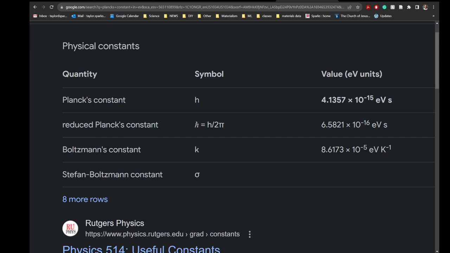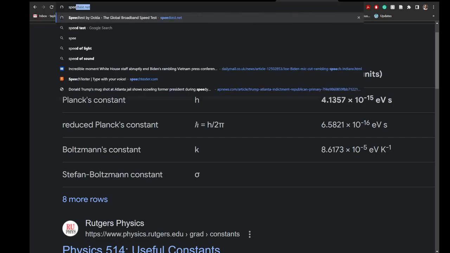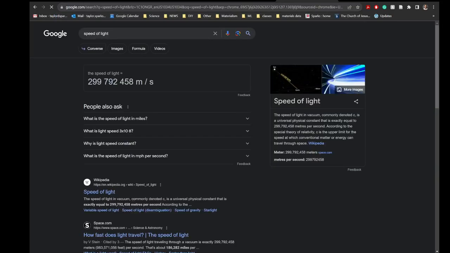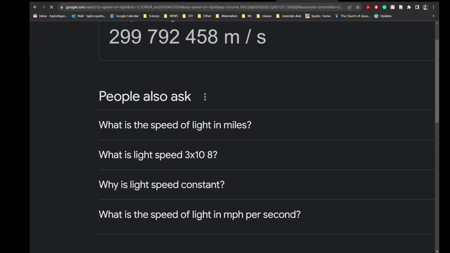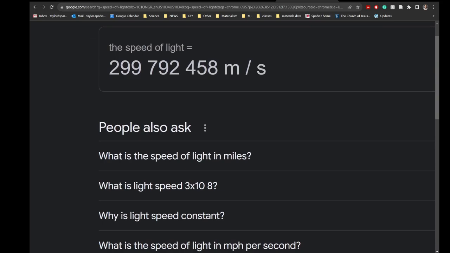4.135. That's Planck's constant. Again, if you have something that is an energy times a time, and you multiply this by a speed, that's a length per time, you're going to be left with energy times a length, but you're dividing this by a length, so you'll be left with energy. And what's the speed of light? Approximately 3 e to the 8th meters per second.